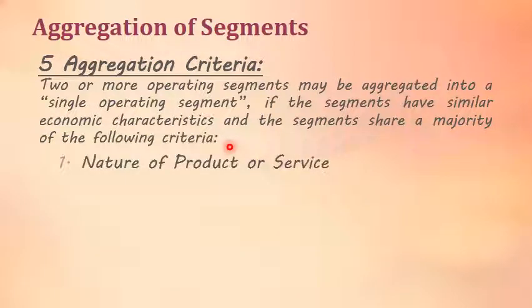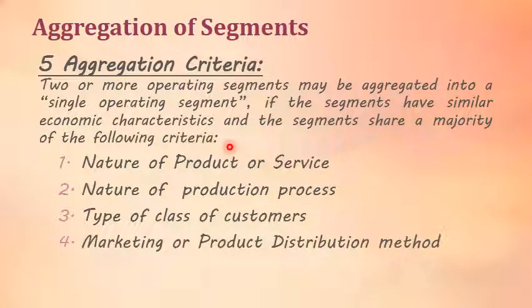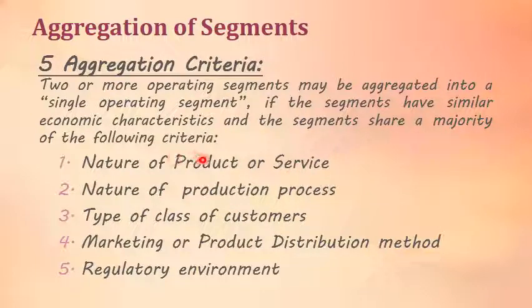So, we have nature of product or service, nature of production process, type of class of customers, marketing or product distribution method, and the regulatory environment. So, dapat daw, para ma-aggregate natin into single operating segment yung 2 or more operating segments, dapat similar sila dito sa 5 criteria na ito. So, pwede hanggang 3, but majority dapat nitong following criteria.